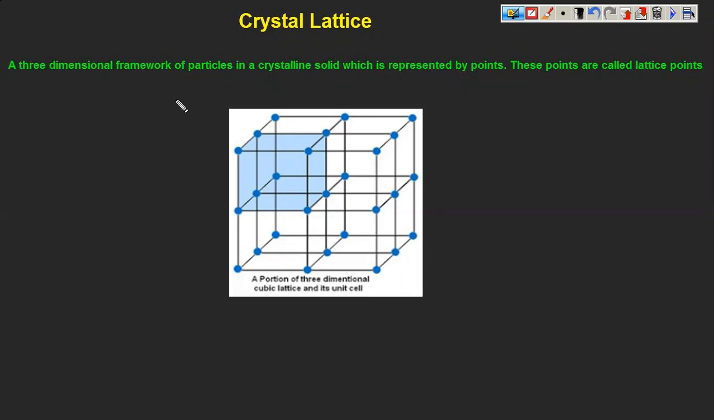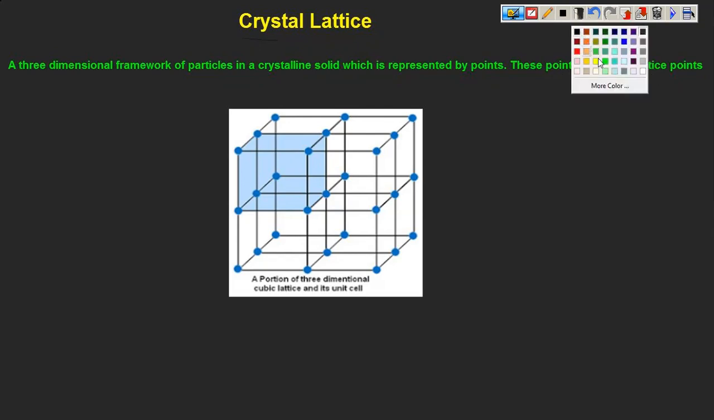What is a crystal lattice? A crystal lattice is a representation of a crystalline solid. We know very well a crystal is made up of well-arranged particles. If we represent these particles with the help of points, these points are called lattice points. The complete framework formed is called the crystal lattice. So a crystal lattice is a framework of particles which are represented with the help of dots.